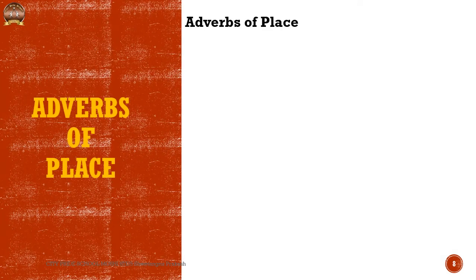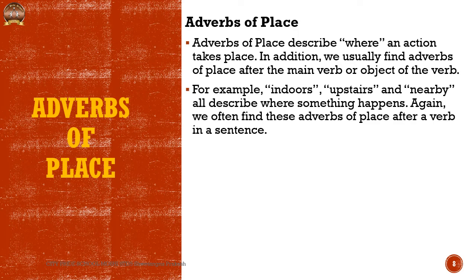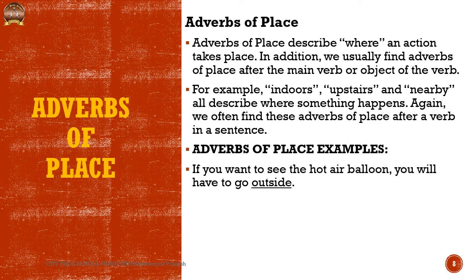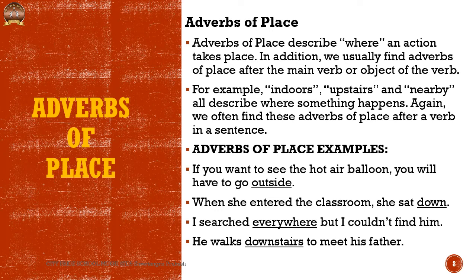Now adverb of place. An adverb of place describes where an action takes place. Not the exact place, but a word that gives you a suggestion. Indoors, upstairs, nearby. If you give the direct address, then it will be a noun. Remember that. So the adverb of place examples are here: outside, down, everywhere, downstairs, and you usually find them placed after the main verb or the object of the verb.